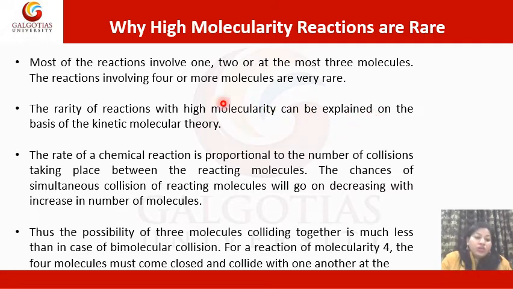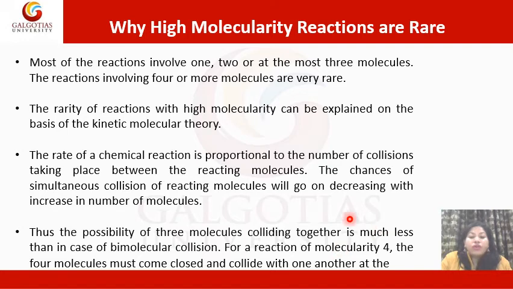According to this theory, the rate of chemical reaction is proportional to the number of collisions taking place between the reacting molecules. The chances of simultaneous collision of the reacting molecules go on decreasing with an increase in the number of molecules. Thus, the possibility of three molecules colliding together is much lesser than in the case of bimolecular collision.